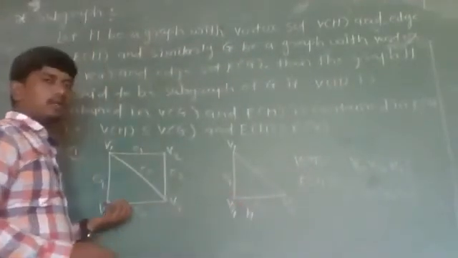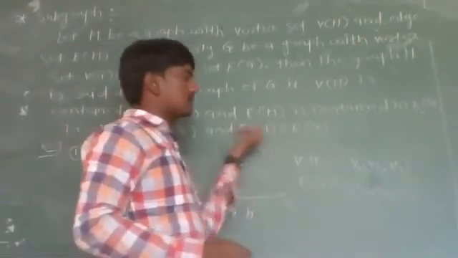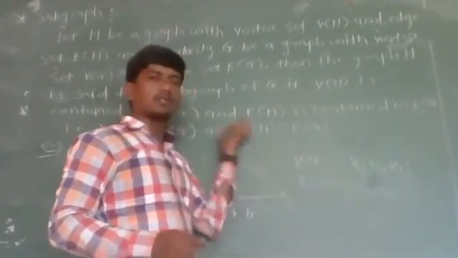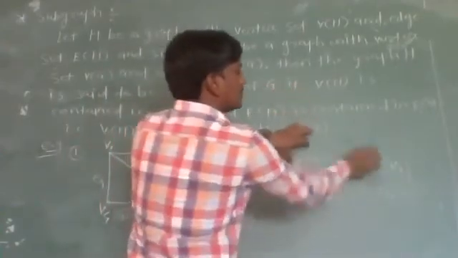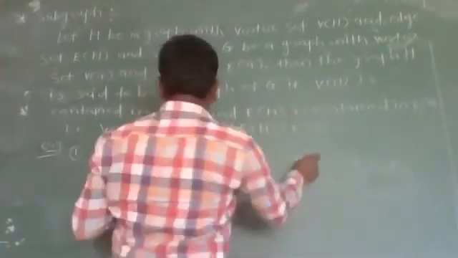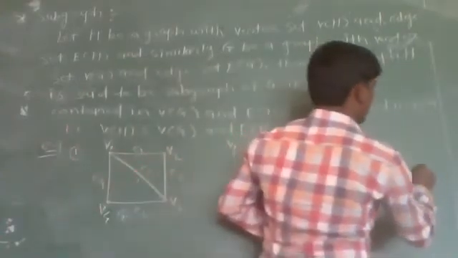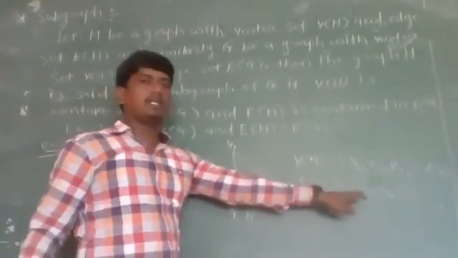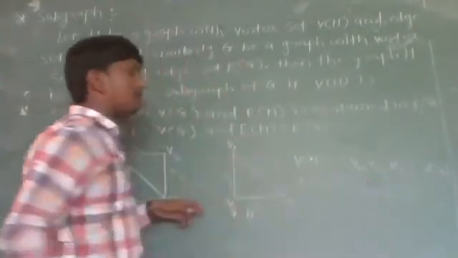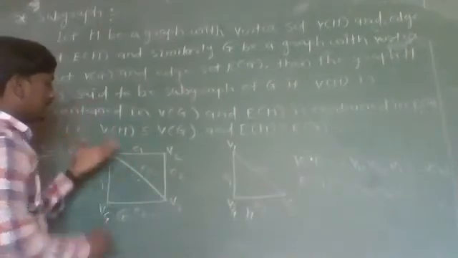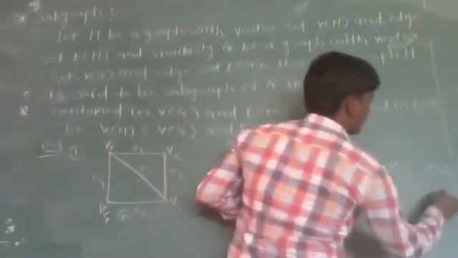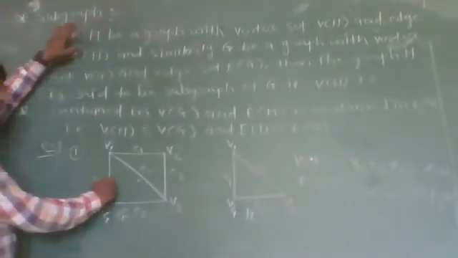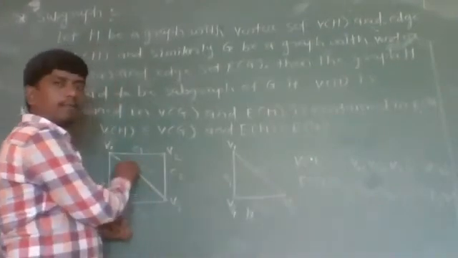Now we have to check whether this H is a subgraph of graph G. So we have to check whether the vertex set of H is a subset of the vertex set of G and the edge set of H is a subset of the edge set of G. The vertex set of H contains three vertices V1, V3, V4, which is a subset of the vertex set of G. Similarly, the edge set of H contains three edges E3, E4 and E5, which is a subset of the edge set of graph G. Then by the definition of subgraph, this graph H is a subgraph of graph G.